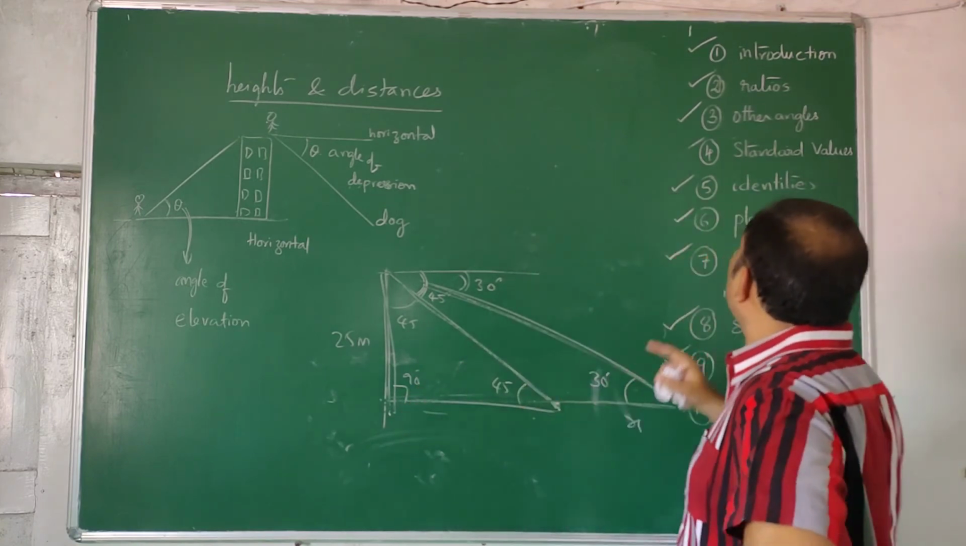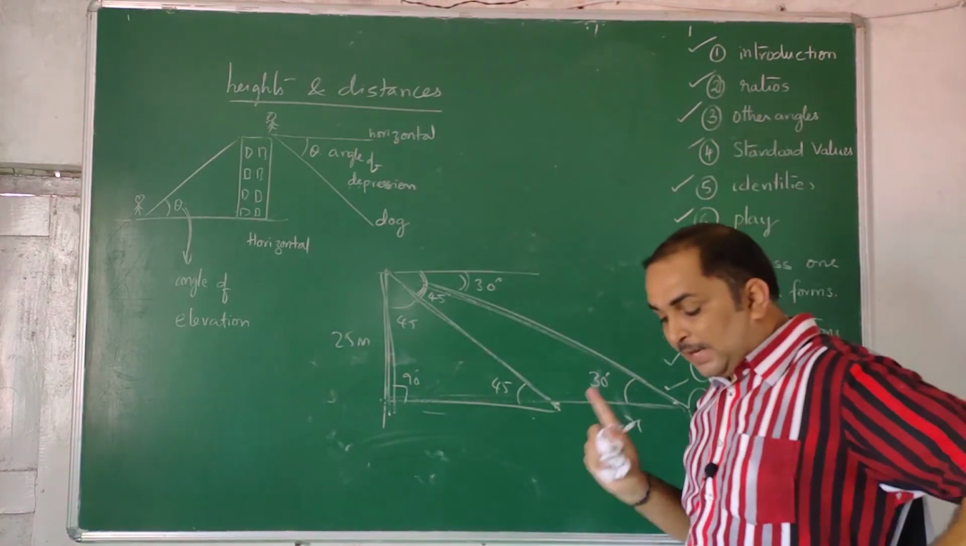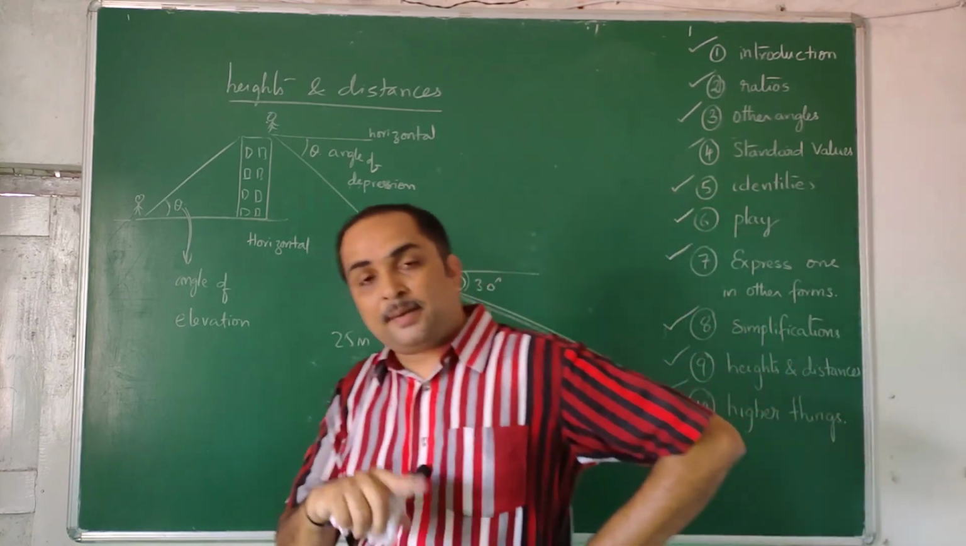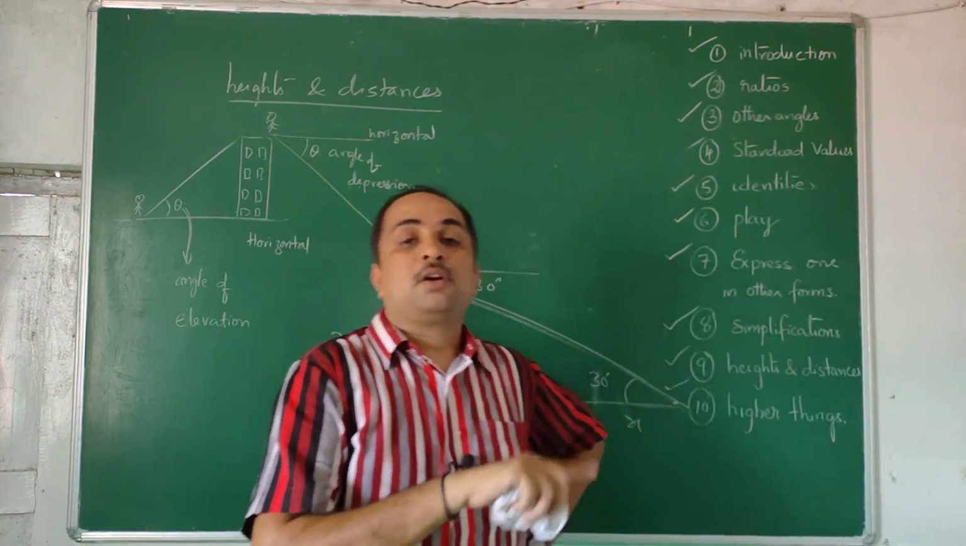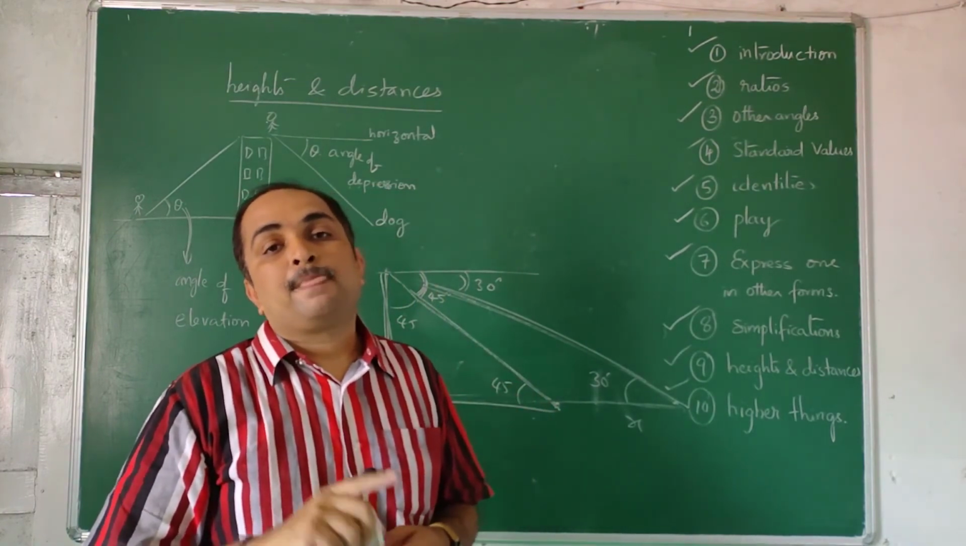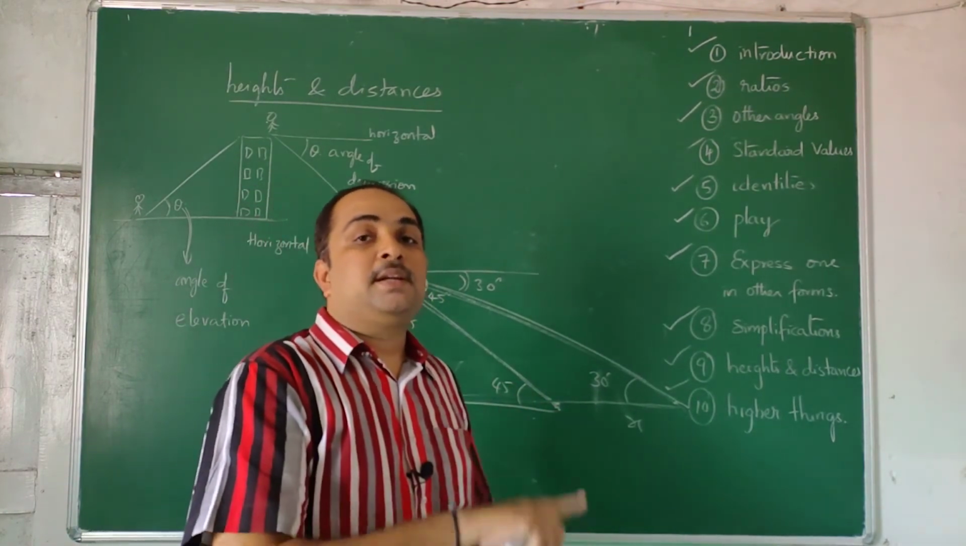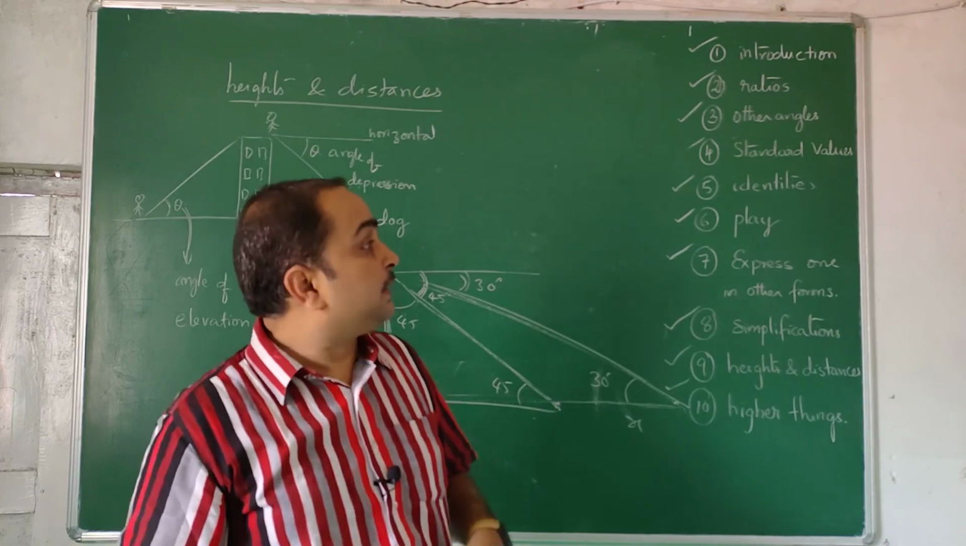Next is other angles. Sine 90 minus theta is cos theta, cos 90 minus theta is sine theta. Tan 90 minus theta is cot theta, cot 90 minus theta is tan theta. Secant 90 minus theta is cosec theta, cosec 90 minus theta is sec theta.